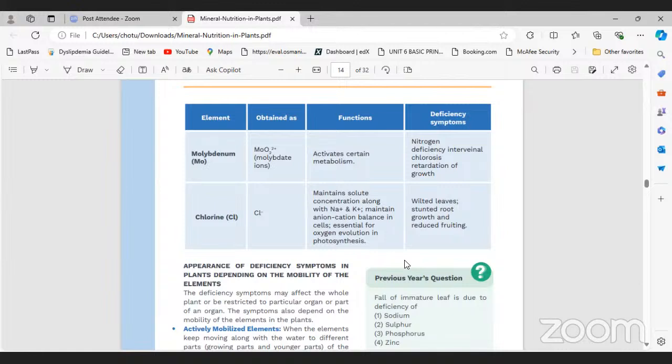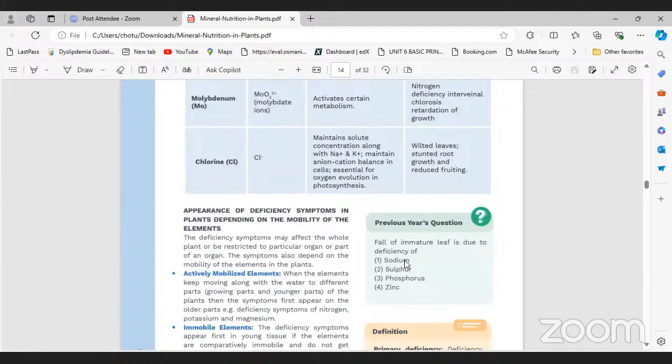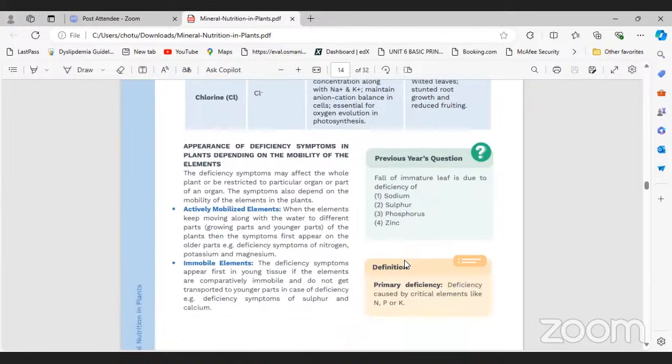Chlorine maintains solute concentration along with sodium and potassium, and maintains cation-anion balance in cells. It is essential for oxygen evolution in photosynthesis. Deficiency causes wilting leaves, stunted roots, and reduced growth. These are the macro and micro elements.